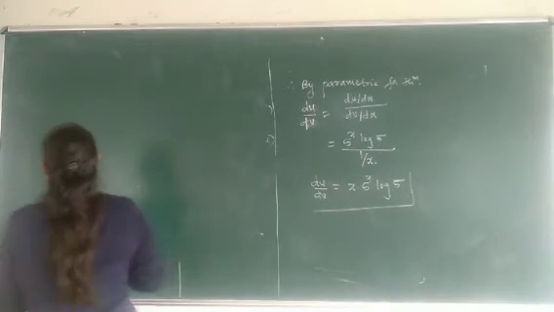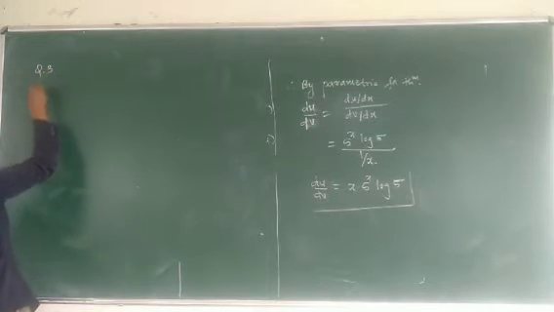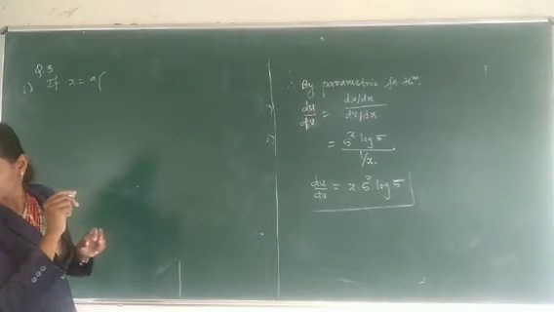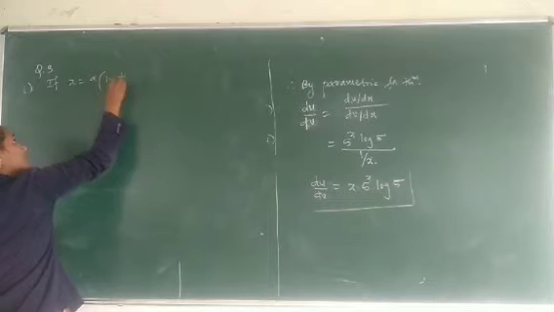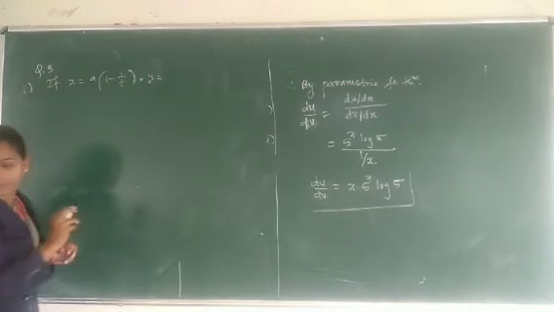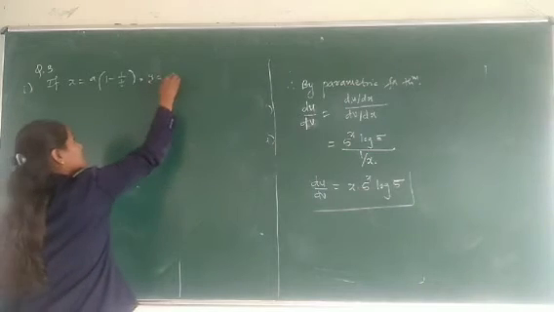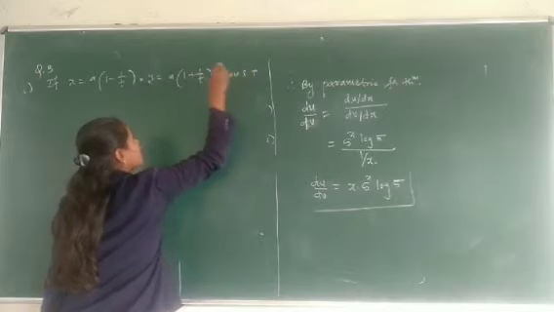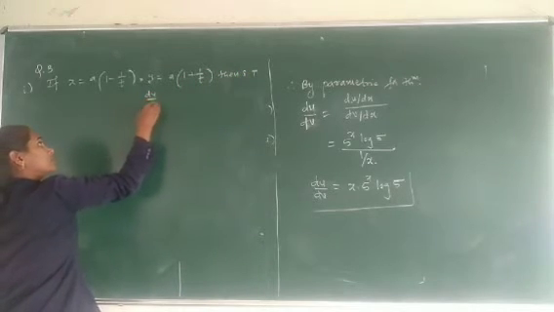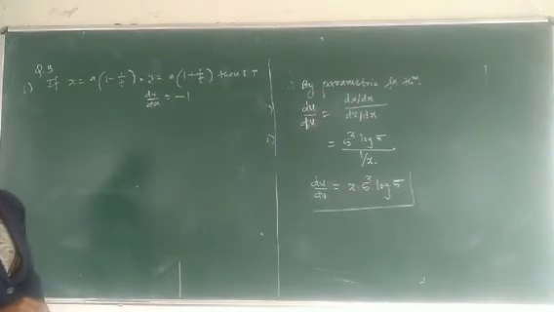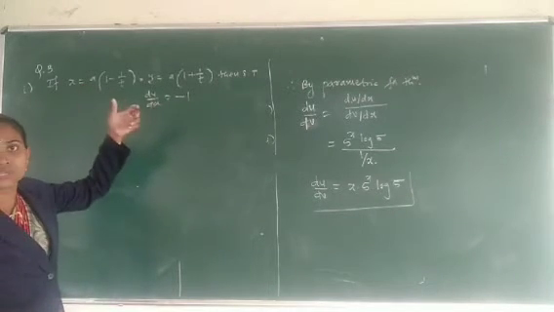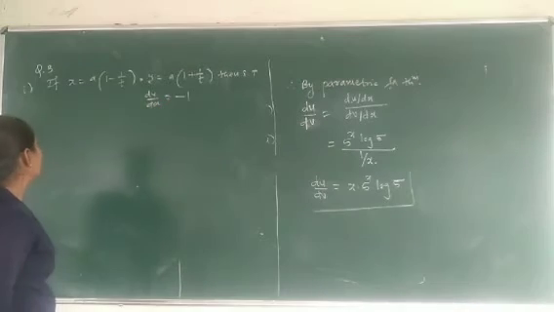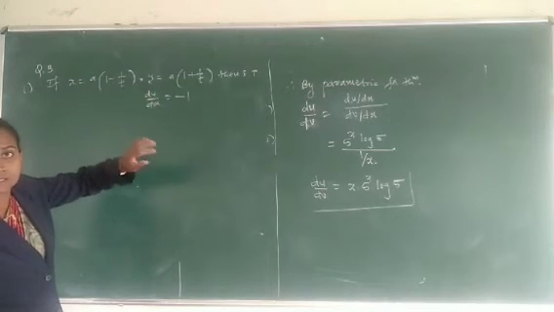If x is equal to a into 1 minus 1 upon t and y is equal to a into 1 plus 1 upon t, then show that dy upon dx is equal to minus 1. Now we have given two functions with parameter t, and we have to show that dy upon dx is equal to minus 1. So here both are functions of parameter t.